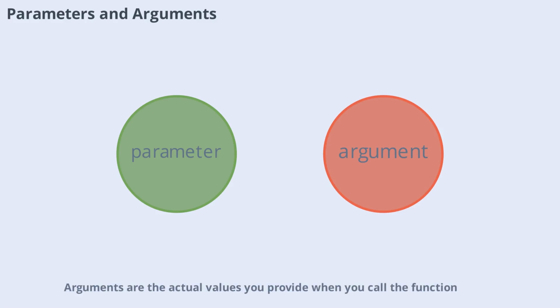Arguments are the actual values you provide when you call the function. For example, in a function that adds two numbers, the parameters might be number 1 and number 2, and the arguments could be 5 and 7. Understanding the difference helps you use functions correctly.